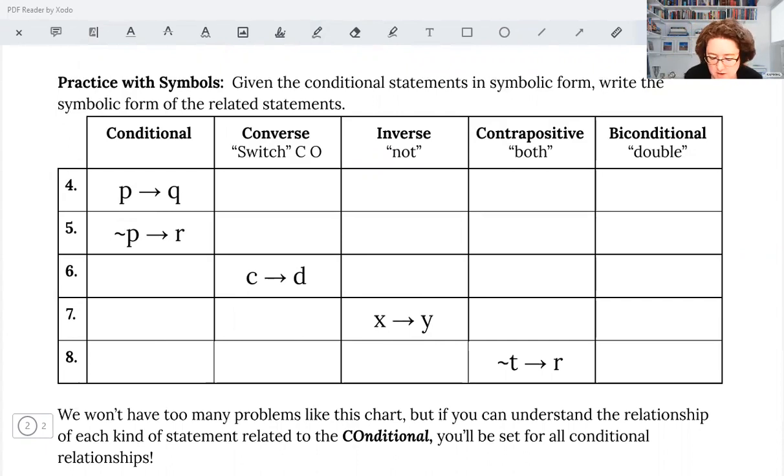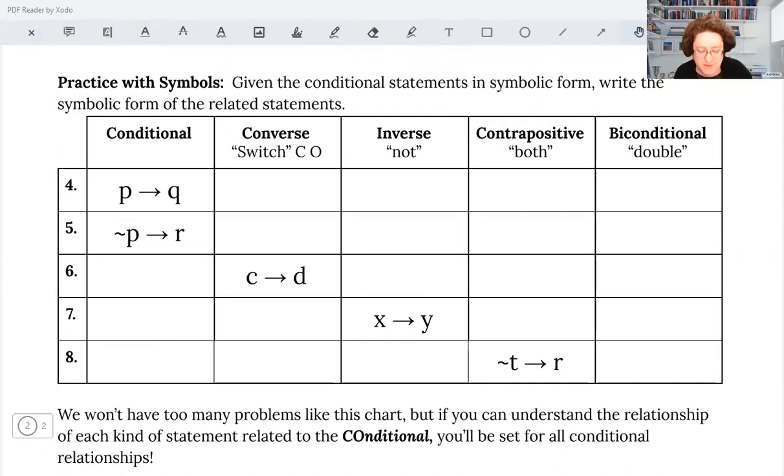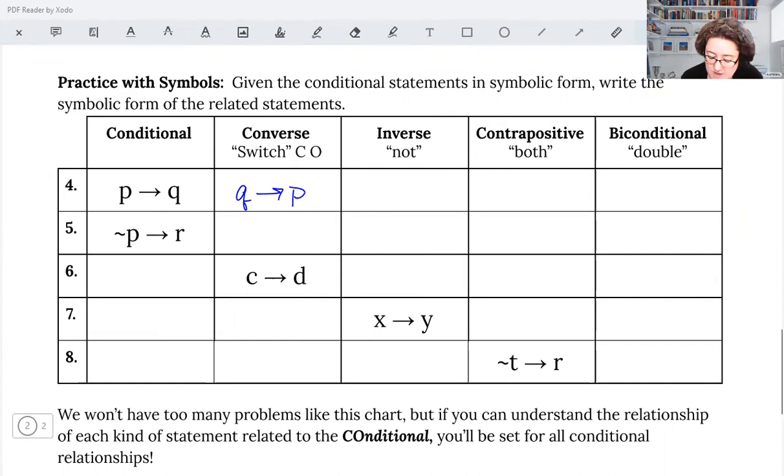So I'm going to change my color one more time because why not? Let's change back to red. Actually, let's change it blue. That's a little easier to read. So let's start off straightforward. Number 4, P arrow Q. So if P, then Q. Converse is switch your order: Q arrow P. Inverse, always go back to the original conditional statement and throw a not, or that little tilde symbol, in front of everything. Contrapositive, switch and flip. So negate Q, arrow, negate P. Biconditional, throw a double arrow in between.